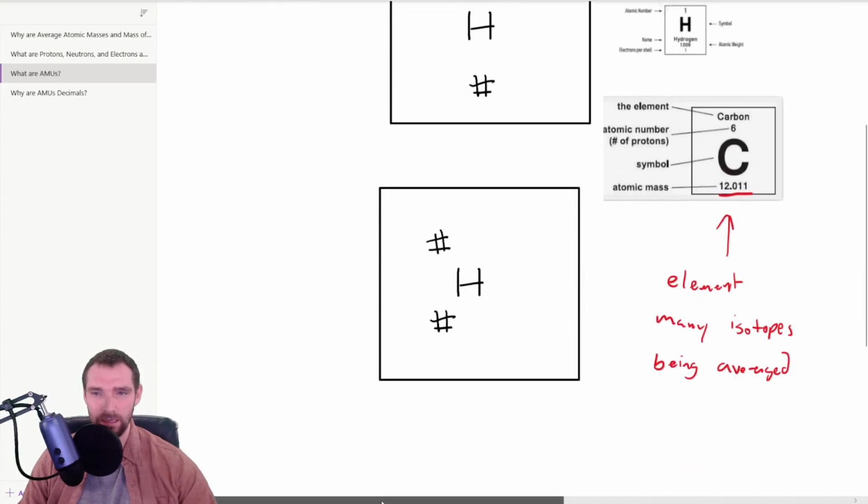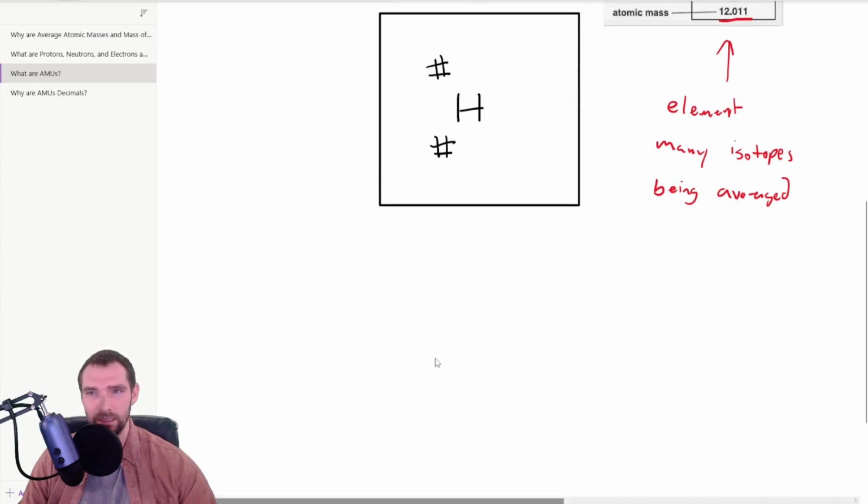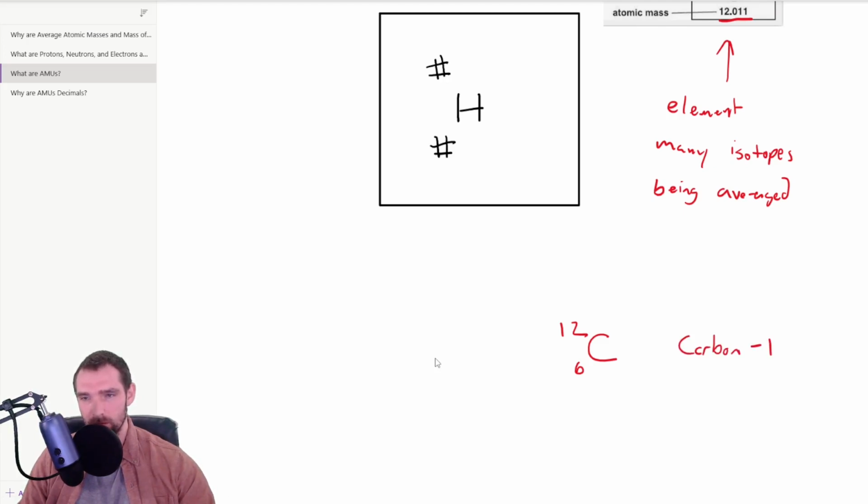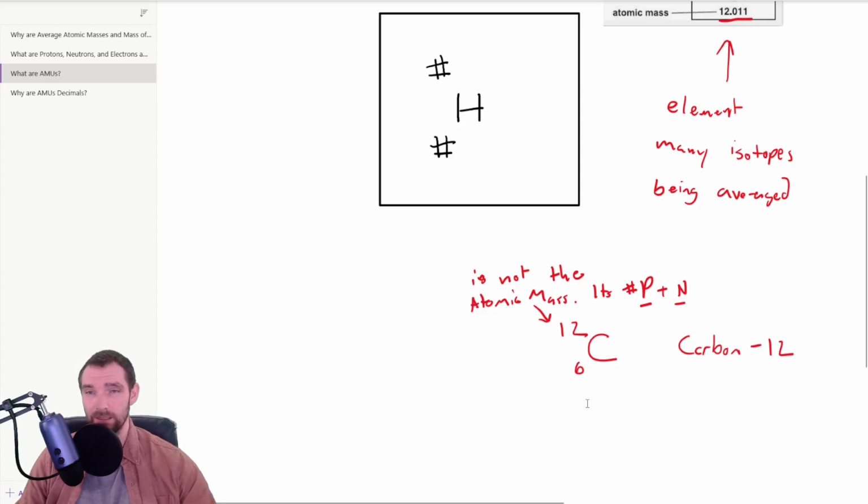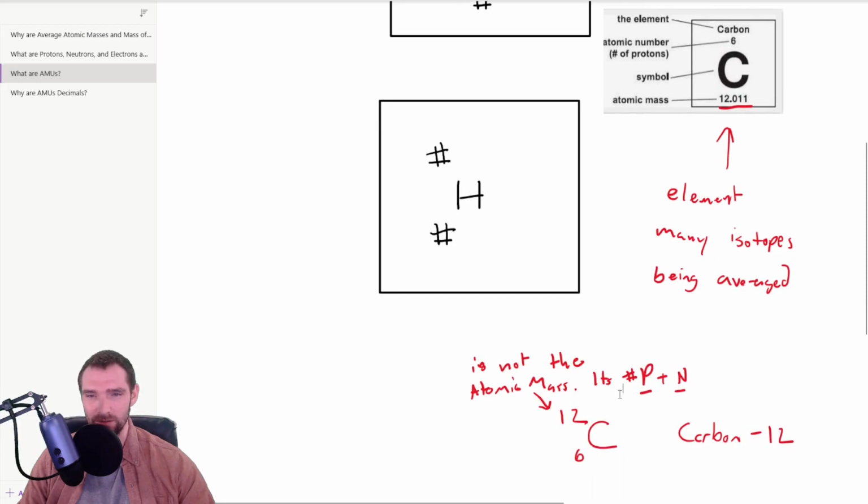And I wanted to briefly point out how this is a little bit different than if you have carbon 12, you'd write out something like this. This right here is not the atomic mass. It's the protons plus the neutrons. It's just the number of these things, the number of protons and the number of neutrons. It should be close to that, but its actual weight oftentimes is a little bit different.